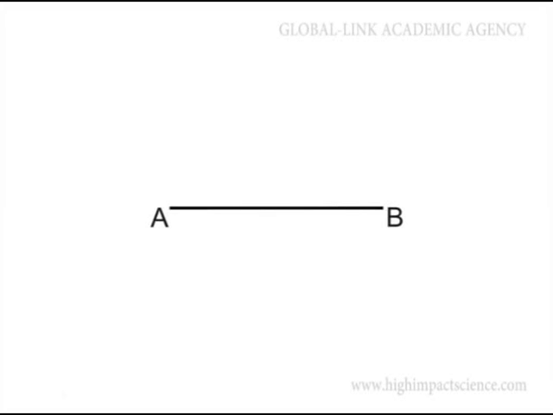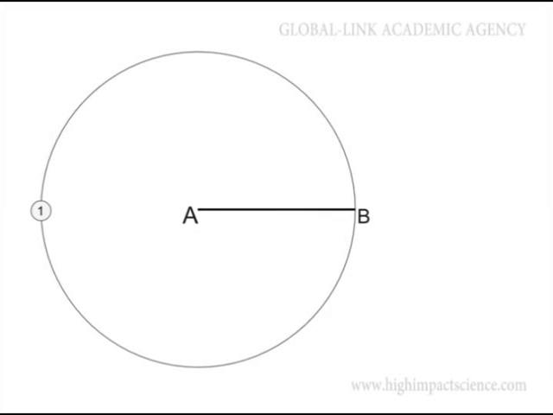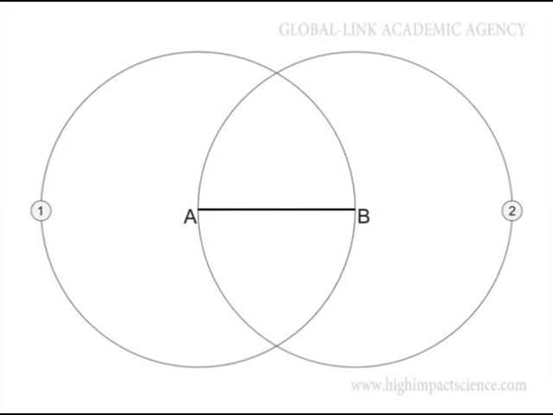First, draw a line AB 3 centimeters. Draw a circle with center at A and radius AB. Draw a second circle with center at B and radius AB. The circles meet at C and D. Draw an arc with center C and radius AB. The arc cuts circle 1 and 2 at E and F respectively. Draw a perpendicular bisector of AB, which cuts arc EF at G.